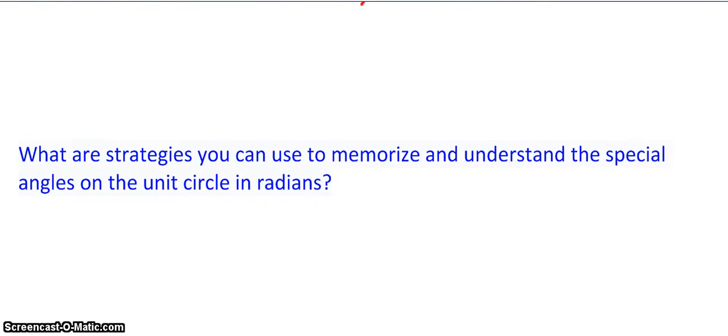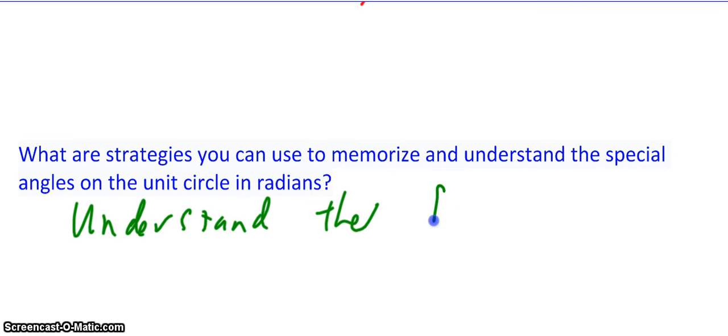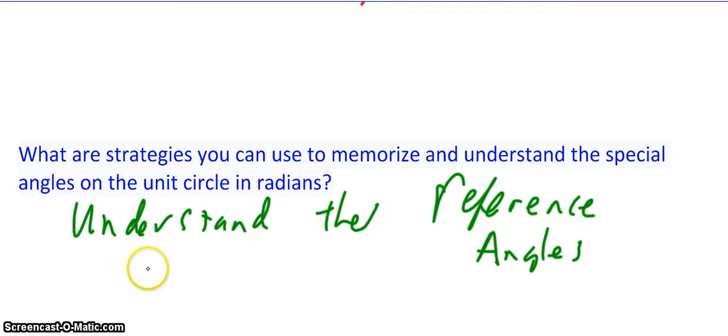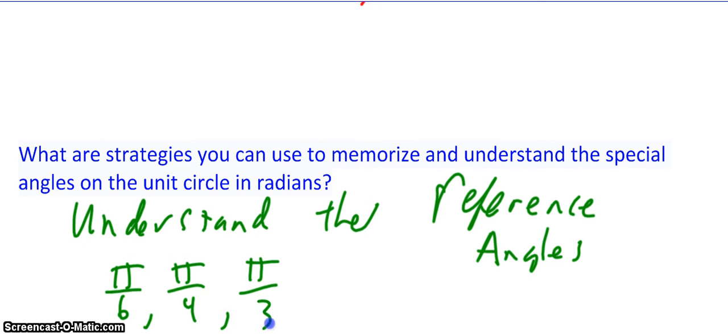So then when we ask the question, what are the strategies we can use to memorize and understand the special angles on the unit circle in radians? The answer is the same. Understand the reference angles. In radians, the reference angles are pi over 6, pi over 4, and pi over 3. Nice work.